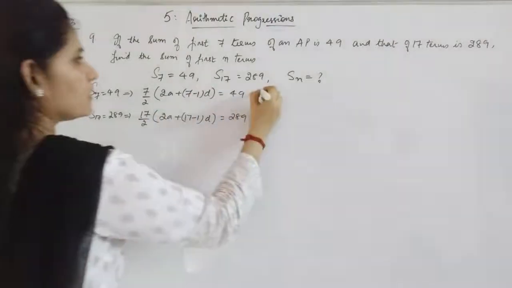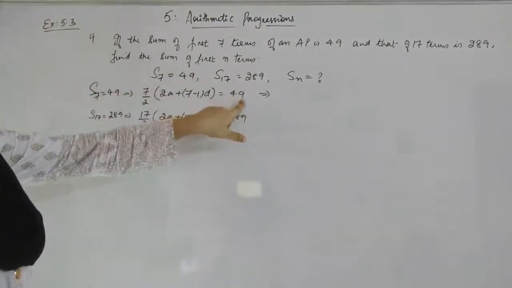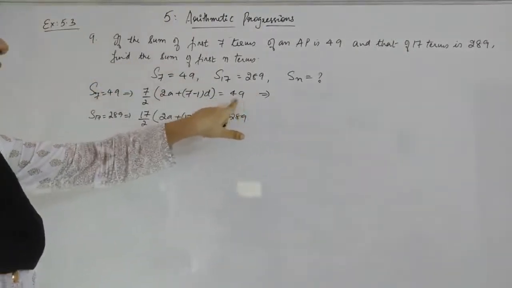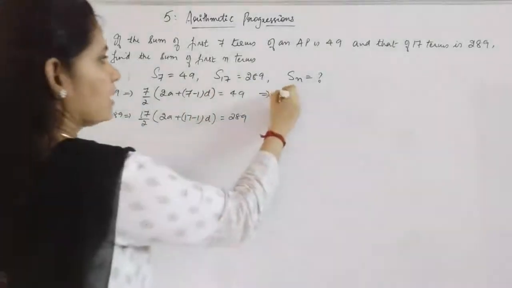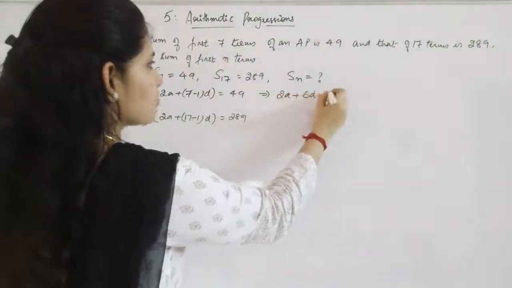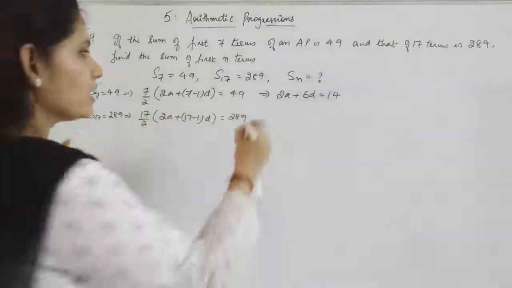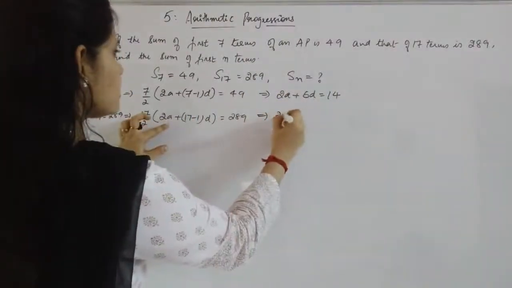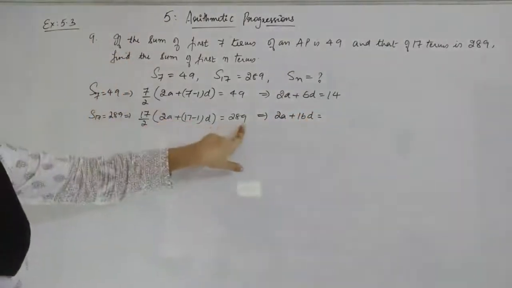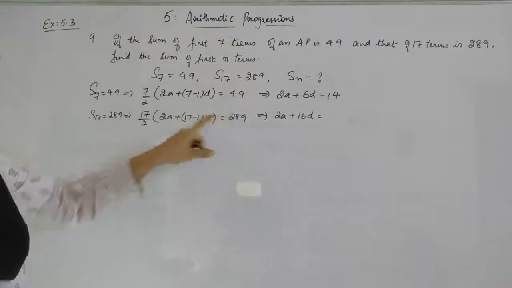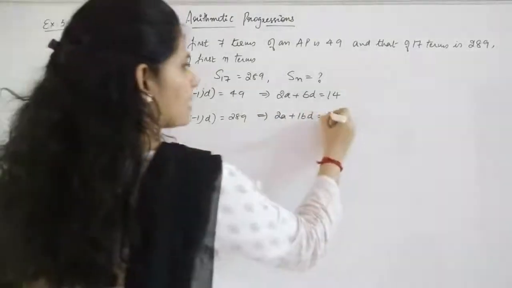Okay. Now further simplification: I am just taking the 7 by 2 to the other side, so that 49 divided by 7 into 2 becomes, numerator as 7, 7 into 2 is 14, so that equation becomes 2a plus 6d is equal to 14. You understood? 7 by 2 taken to the other side and simplified giving you 14. Now here again you have 2a plus 16d is equal to, this 17 will go in the denominator of 289, give you after cancellation 17, and this 2 will be in the numerator, so 17 into 2 is 34. So the right hand side is 34.